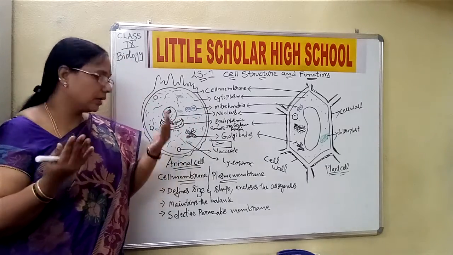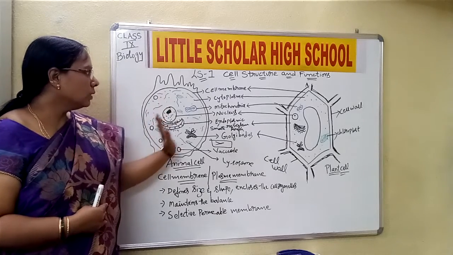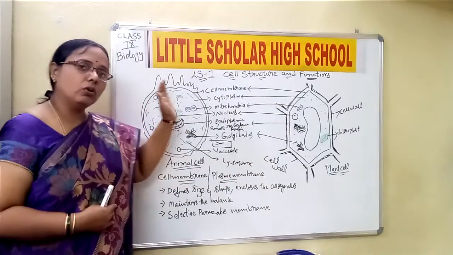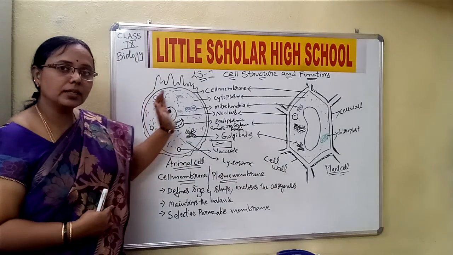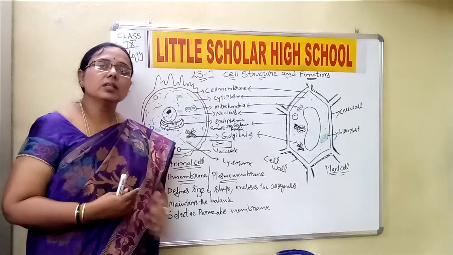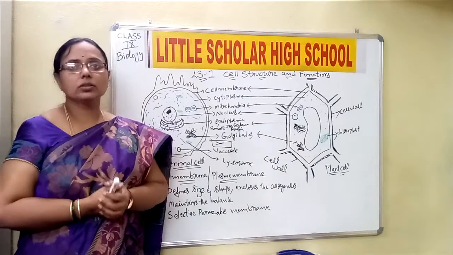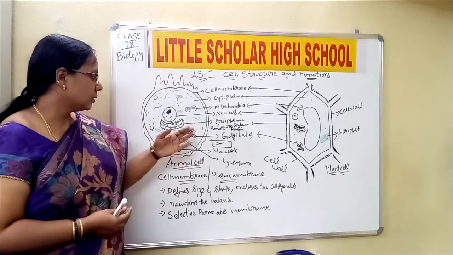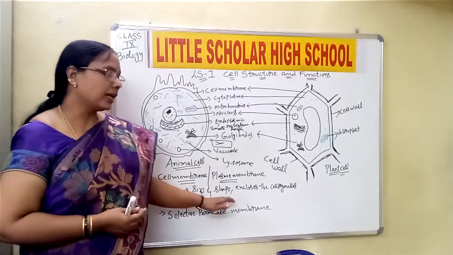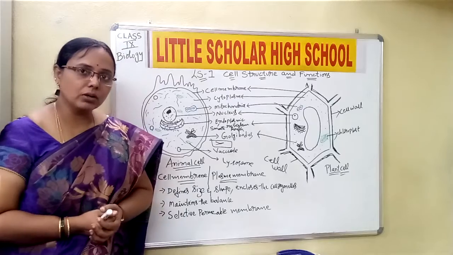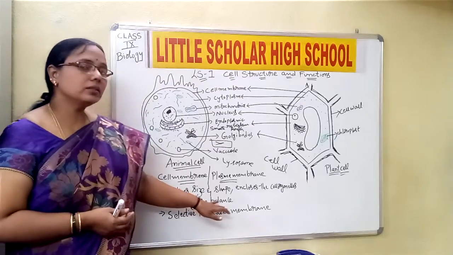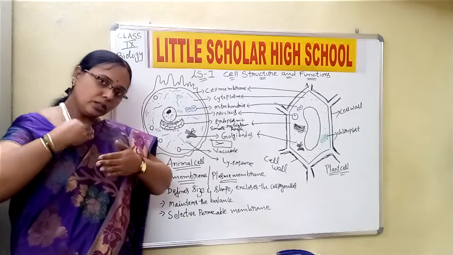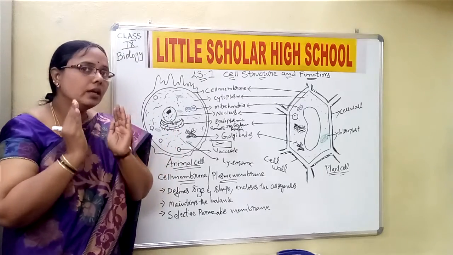At the same time, if all the liquid which is present inside the cell is going out, what happens? The cell will get dehydrated. Yes or no? The cell will not function properly. So first thing we can say that it gives a size and shape and includes all the cell organelles, and it maintains the balance. That is what till now we discussed. It is maintaining the balance between the internal and the external environment.